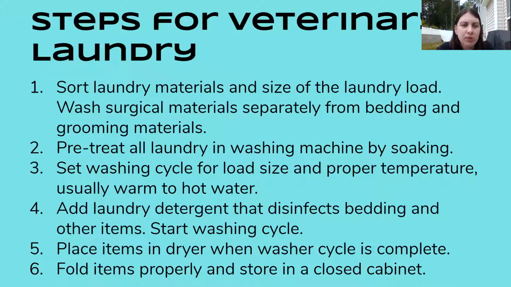Pre-treat the laundry by letting it soak. Set a washing machine cycle for whatever load size it is. Make sure that you have the proper temperature, usually warm or hot water. There may be some things where you have to read the label and it says, only use warm water, do not use hot water, and so on and so forth. Also important to read the labels. Make sure you know what's not going to work. Some things, if you put them in hot water, they will literally disintegrate.